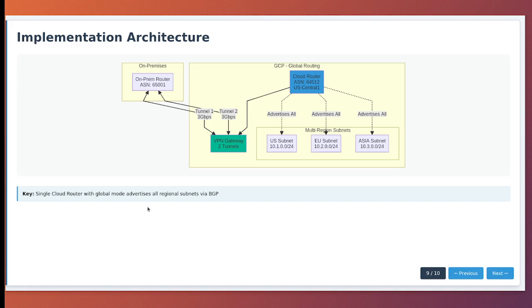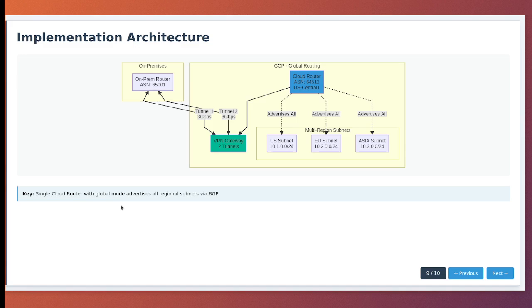For example, gcloud compute networks subnets create subnet-us-network --network my-vpc --region us-central1 --range 10.1.0.0/24. Repeat for other regions as needed. Then create your Cloud Router in one region: gcloud compute routers create my-router --network my-vpc --region us-central1 --asn 64512. The ASN, or Autonomous System Number, must be from the private range 64512 to 65534.